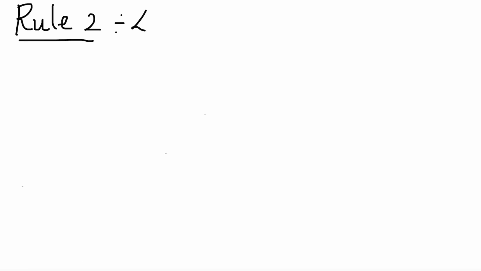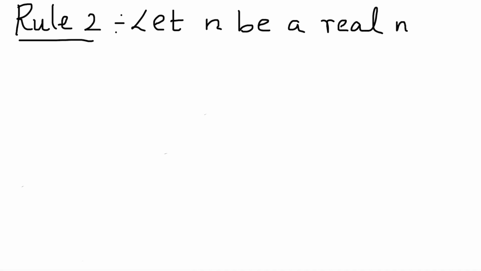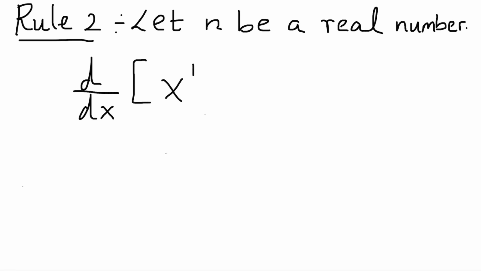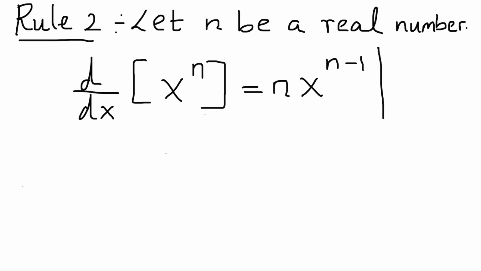This is called the power rule. Our goal is to compute the derivative of x to the power n with respect to x. Now remember, n is any real number. So we can write down the derivative of x to the power n as n times x to the power n minus 1. So we subtract 1 from the original exponent. That's how we got n minus 1. This is called the power rule.